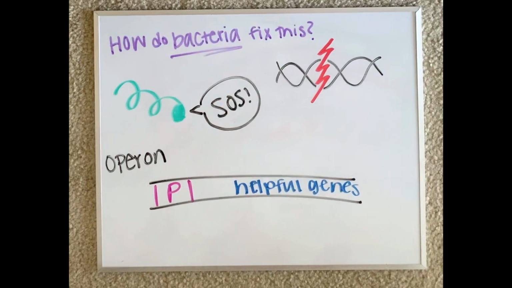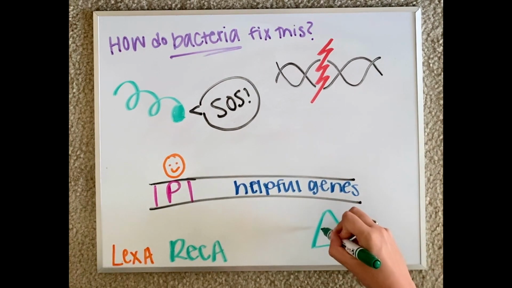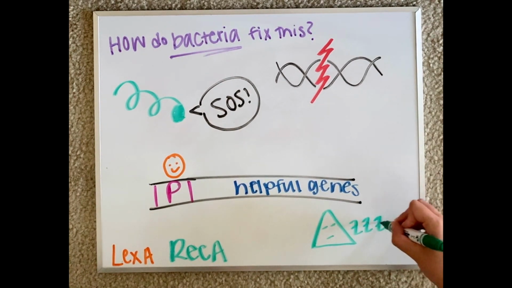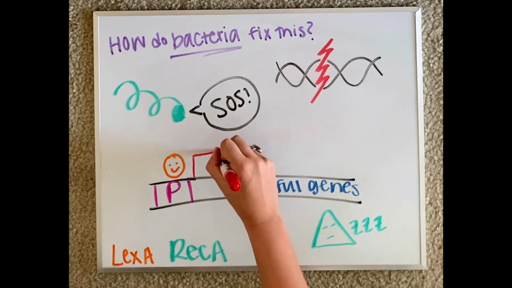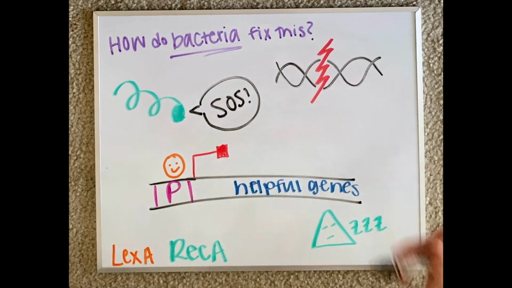So first let's look at what happens when there's no DNA damage. LEX-A will bind to the promoter, and another protein called REC-A will be inactive. Because LEX-A is still bound to the promoter, there will be no translation of these helpful genes. This means that this operon is off.